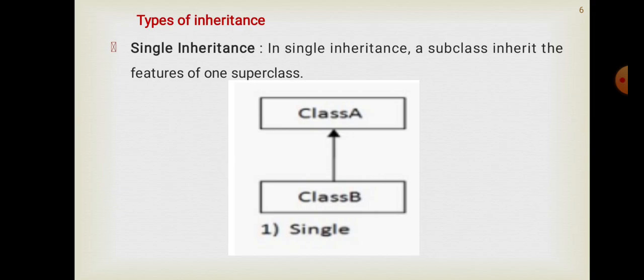Next, we are going to see the types of inheritance. The first type is single inheritance. In single inheritance, a subclass inherits the features from one superclass. Consider this example: we have class A and class B, where class A is the superclass and class B is the subclass. Class B inherits the properties of class A. To write the code, first create class A with open and close brackets. Then, when creating class B, you have to extend class A: class B extends A. That means class B inherits the properties of A. This is called single inheritance.